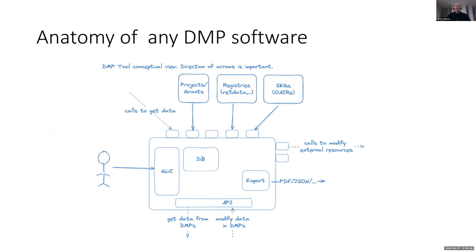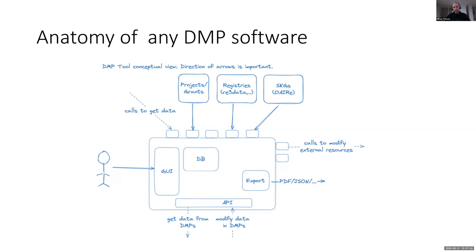With this slide, I would like to show the anatomy of any DMP software, because of course this is an event for DMPonline, but all of you know, and I don't have to hide the fact, that there are also other DMP tools. By the end of the day they are all very similar, because what we have is the user on the left-hand side who gets some sort of user interface, usually a graphical user interface, to interact with the tool. The tool itself has a database, and the tool usually exports a document, which is a PDF or a Word document. Of course, sometimes it exports the JSON file with the MADMP recommendation, but basically the flow is the same. You go, you click something, and then you download some document which you take and send somewhere or upload somewhere.